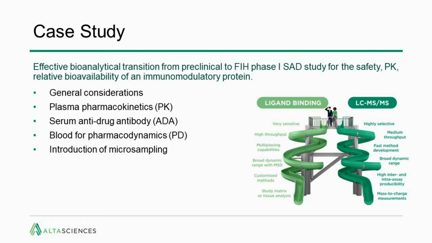The case study I will be presenting today is the effective bioanalytical transition from preclinical to first-in-human phase 1 single ascending dose study for the safety, pharmacokinetics, and relative bioavailability of an immunomodulatory protein. Specifically, it is a monoclonal antibody that binds a soluble protein. I will be speaking about general considerations for effective transition, plasma pharmacokinetic assays, serum anti-drug antibody assays, and blood for pharmacodynamic assays, including introduction of novel techniques such as microsampling.